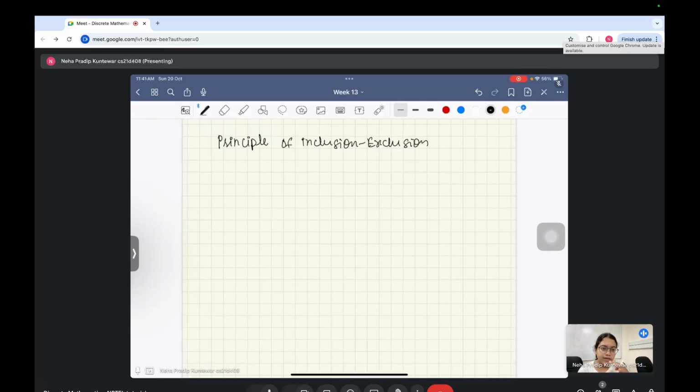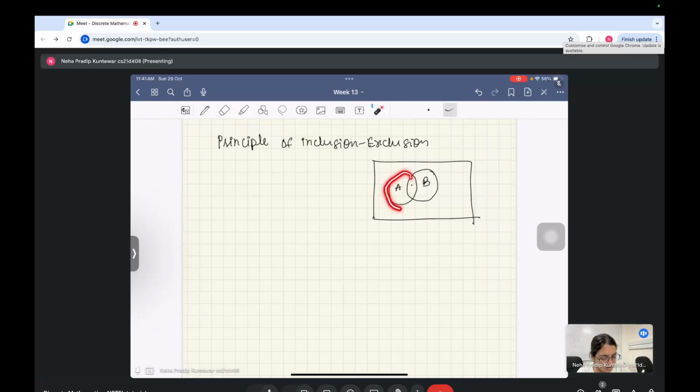Before writing the entire principle, I'll recall where this concept came from, because if I just write the formula, it will be a bit scary maybe. So I'll recall it with the simple concept that we had done earlier. Let's say you have this set A and this set B, and this part here is the intersection, A intersection B, and this entire part is the union of A and B. Now I want to find the value of A union B.